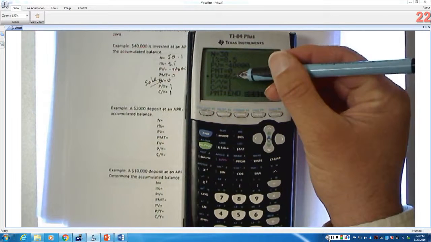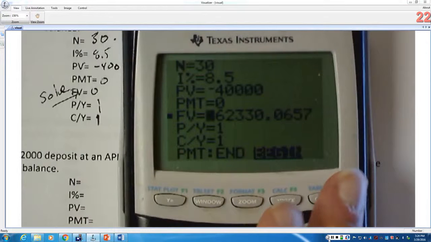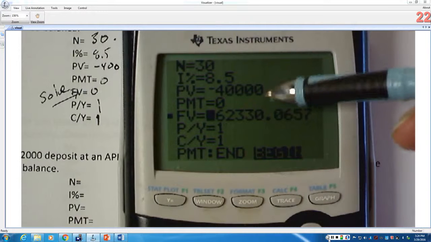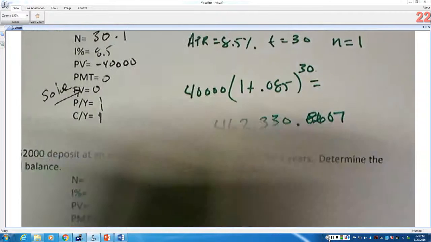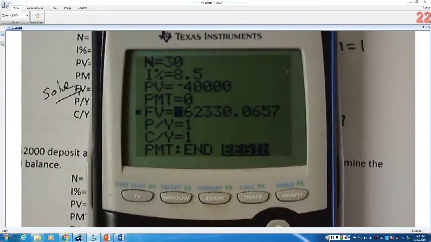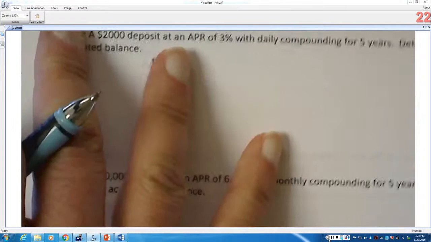My amount is 462,330.07. Okay, which is what we had right here. But you can do it with a TVM solver. So any questions on this one? Now again, what the TVM solver is doing is helping you not have to remember all these formulas, okay? Because you do have several formulas that you would have to do.